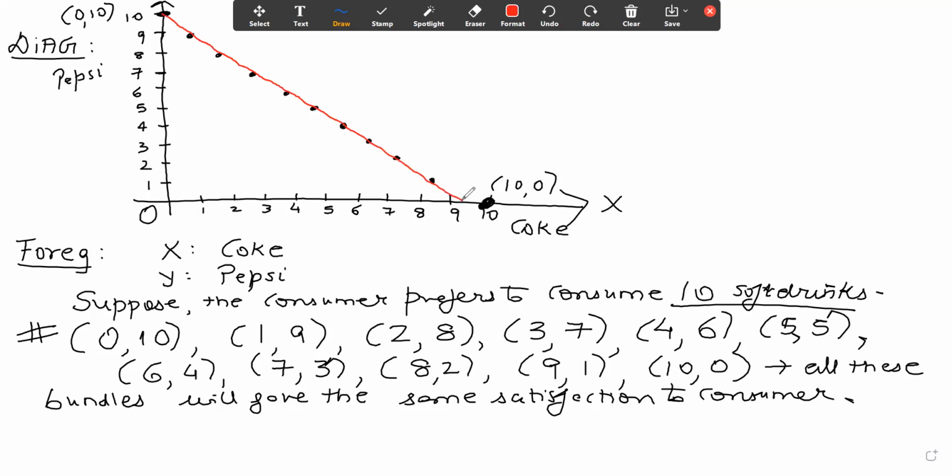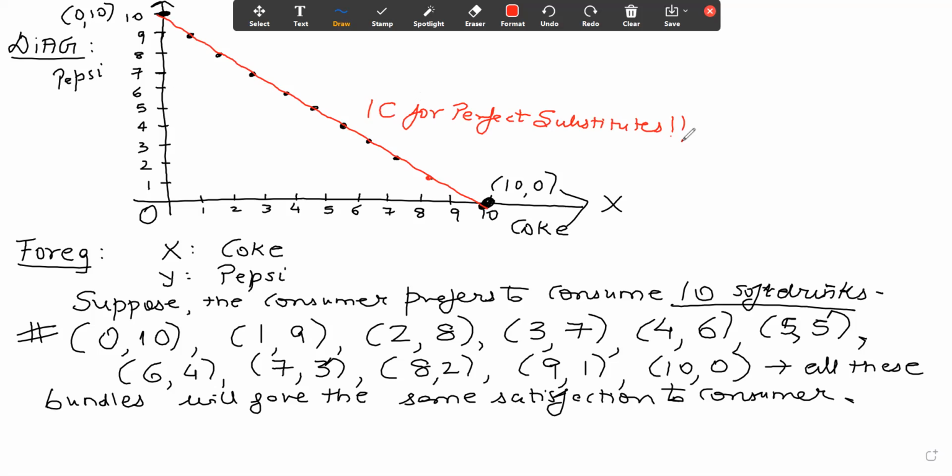Now, guys, I'm not using any scale. So since I'm drawing it on the screen, geometrically, it might not come out as exactly accurate because I'm not using any scale, but it's somewhat like this. So this is my indifference curve for perfect substitutes, because all these bundles give the same utility or same satisfaction to the consumer.